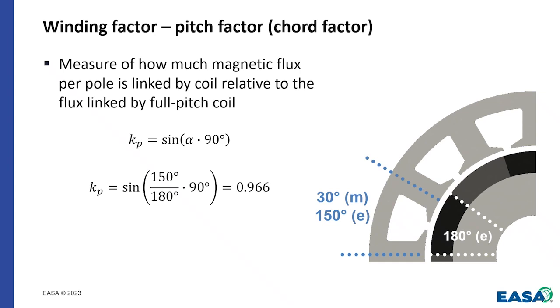So what we've got here is this 150 degrees is how wide our coil is, and the 180 degrees is how wide the pole is electrically. And this calculation will give you the chord factor. This is equivalent to losing 3.4% of the voltage that would be induced in that coil if it was 180 electrical degrees. So we want that number also to be pretty high.